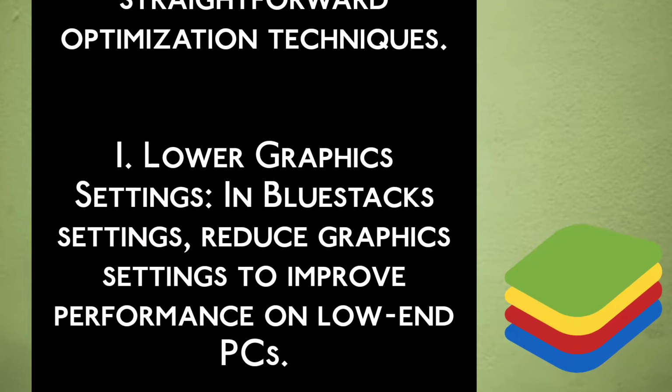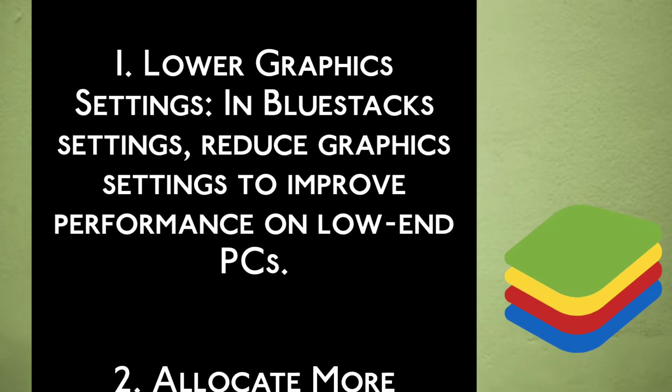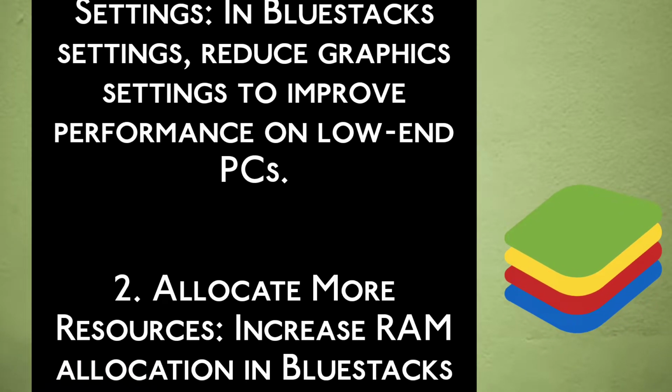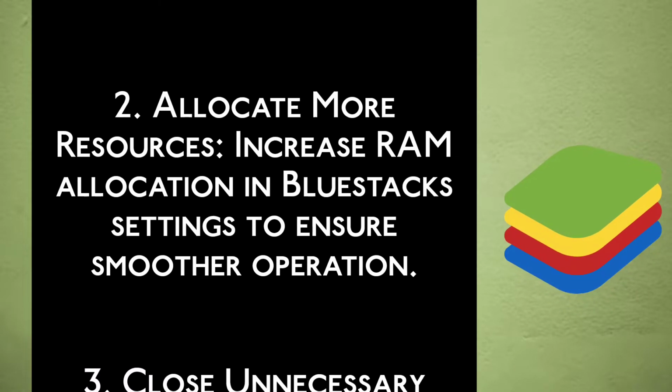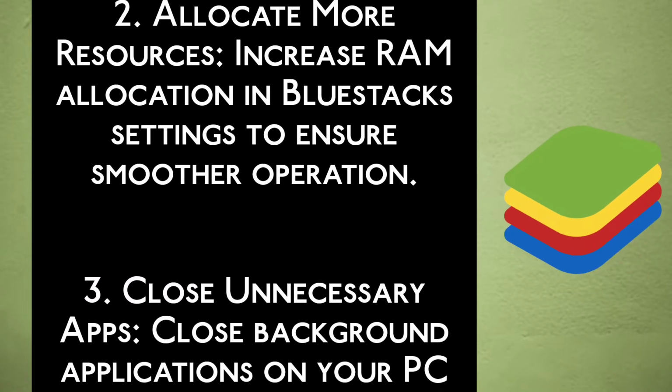Step 1. Lower graphics settings. In Bluestacks settings, reduce graphics settings to improve performance on low-end PCs. Step 2. Allocate more resources. Increase RAM allocation in Bluestacks settings to ensure smoother operation.